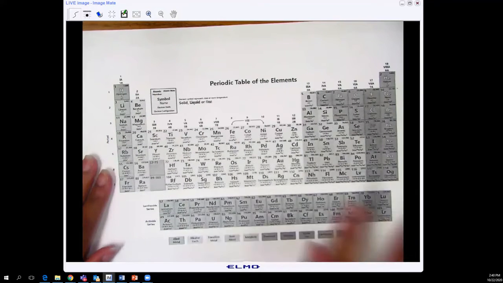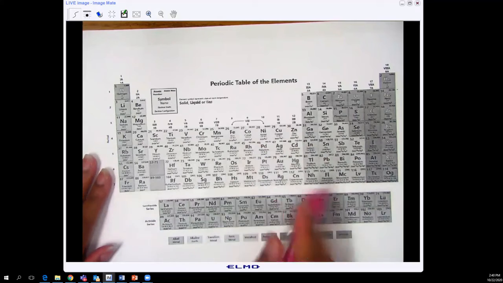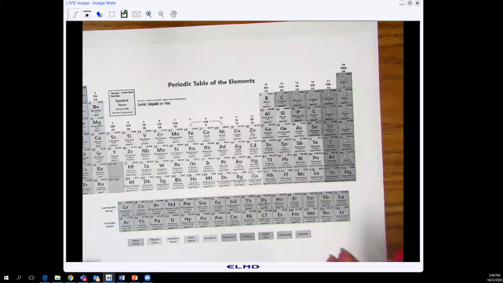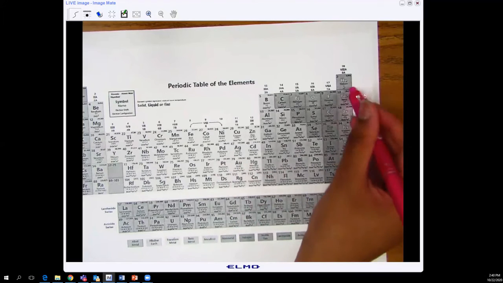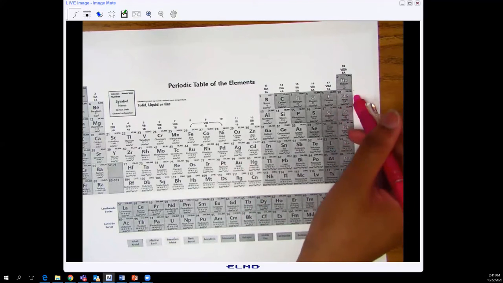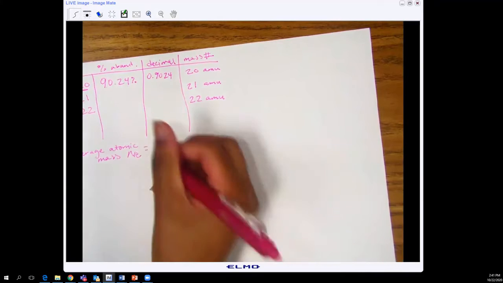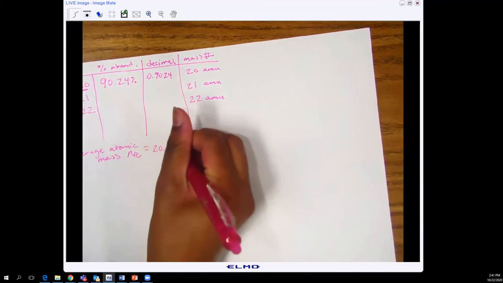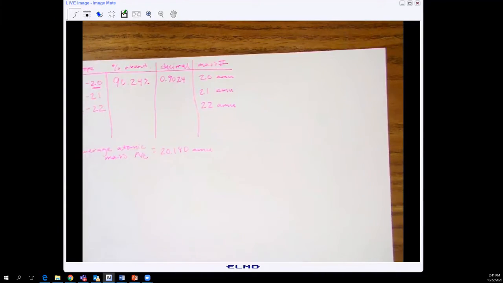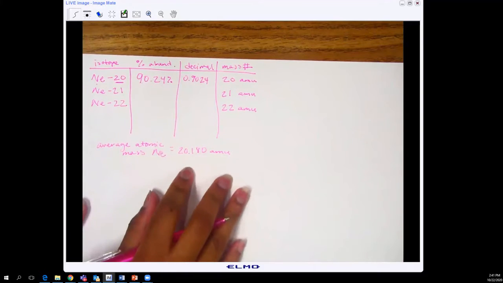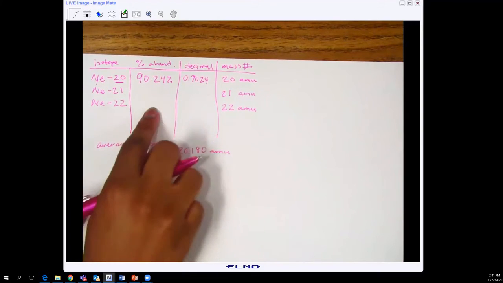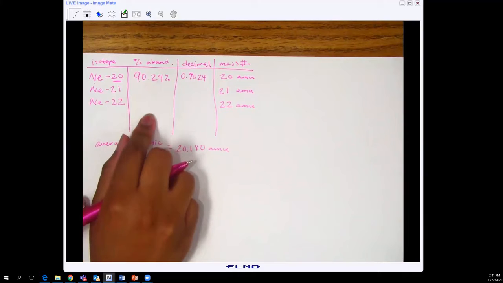There we go. If we check out neon, it's a noble gas. We'll talk about what a noble gas is later in the class. If you're familiar with it, that's fantastic. If you're not, that's okay. Neon is going to be on the far right-hand side of our periodic table. You take a look at the average atomic mass that's listed, and you'll see that it is 20.180 AMU. So we do know the average atomic mass, and that gives us a little bit more information to be able to solve for the percent abundance of these 2 unknown isotopes.